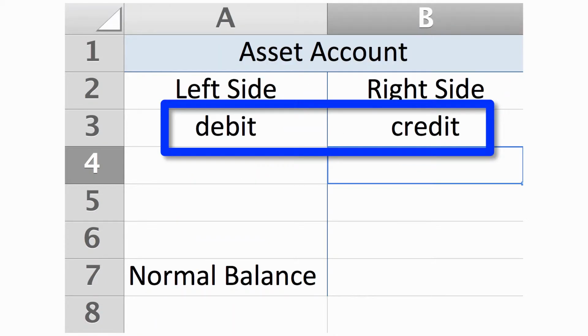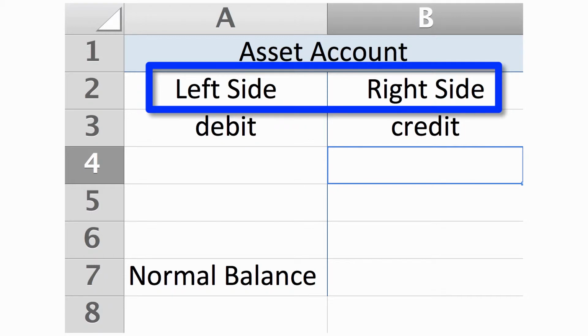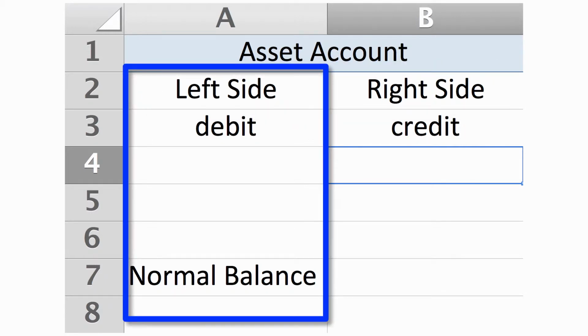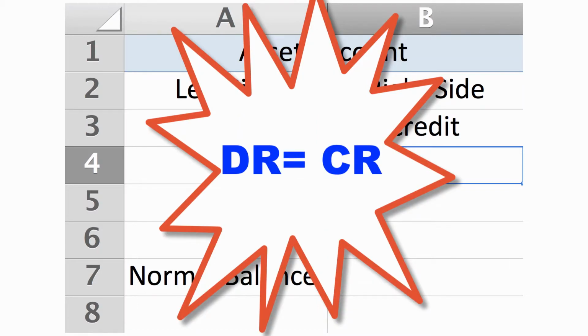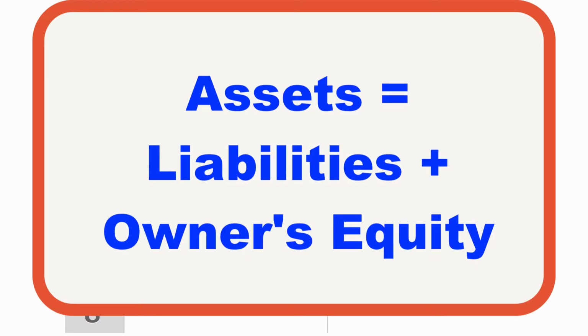Let's review. The words debit and credit do not mean an increase or a decrease in accounting. These words indicate the left side or the right side of an account. The left side of any column in a T-chart is always the debit side, and the right side of a T-chart is always the credit side. Your debit should always equal your credit. Anytime you increase one account's T-chart, you will always decrease another account's T-chart.